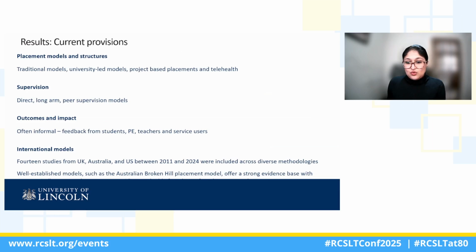So finally, moving to international models. So we reviewed international evidence as part of the scoping review and found that several models, particularly the Broken Hill model in Australia, provide a strong evidence base showing that embedding students in schools can improve access and continuity of care. So there are several valuable lessons to be learned from these international models and several practical ways of adapting these models to the UK context.